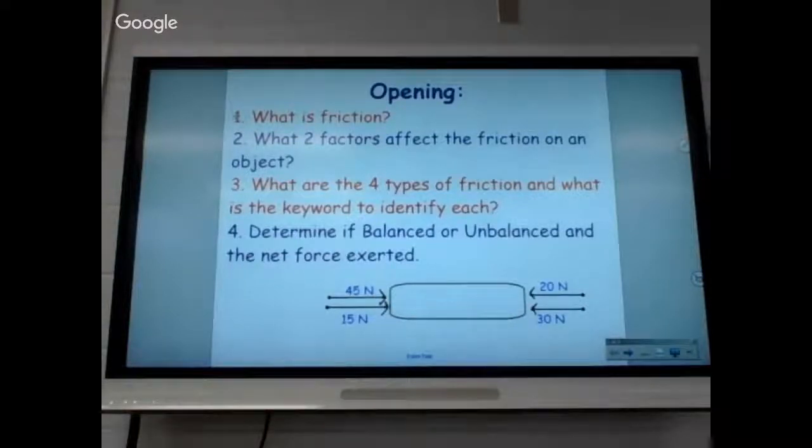Not the mass. The material it's made of. Is that one? Yes, the material it's made of. The texture. You could say texture, that would be fine. The texture, the material it's made of, that's really the same answer.